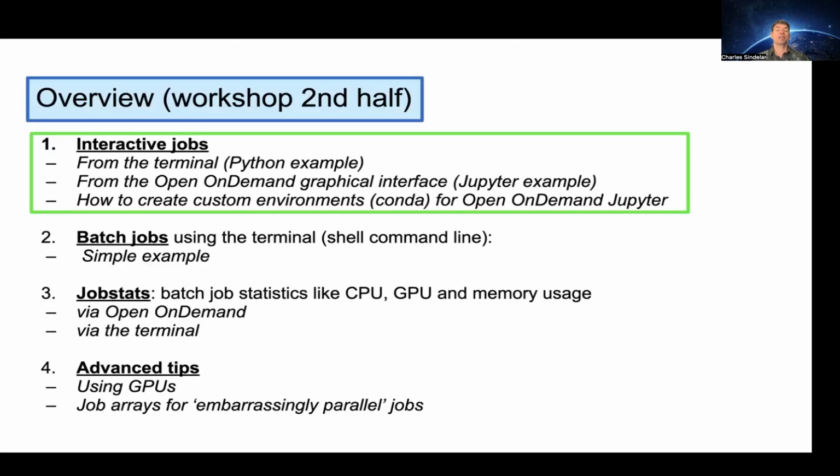Now on to interactive jobs. But before I take you through some examples of how to perform interactive jobs in the cluster, you first need to understand a few things about how our cluster operates. And so I'm going to describe Slurm, modules, and partitions now.